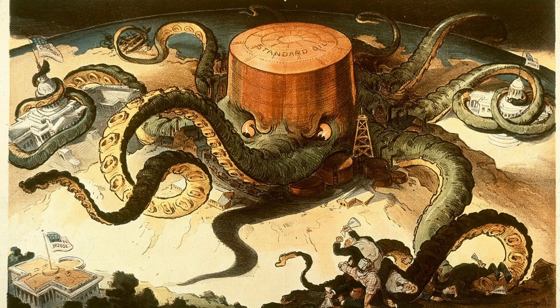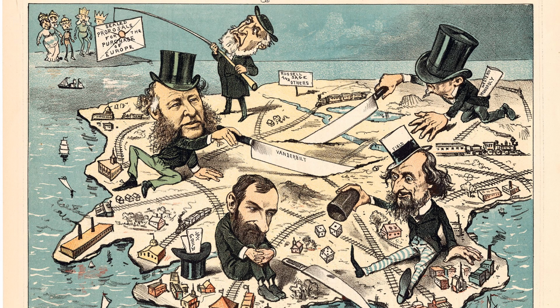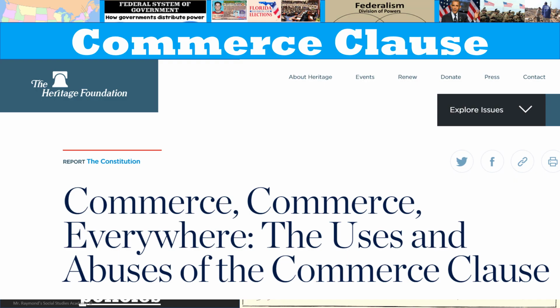And by the time of the Great Depression, following the Industrial Revolution, with the rise of massive national and global corporations, almost all trade was interstate. But a question that continues to arise is, has the federal government gone too far in regulating business using the Commerce Clause?